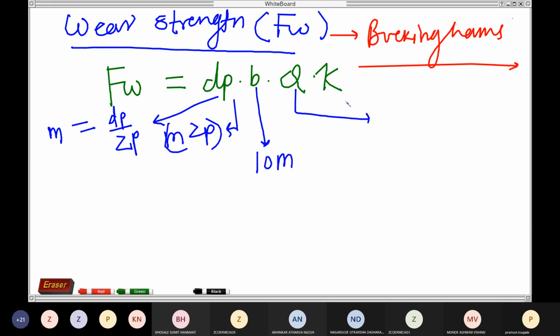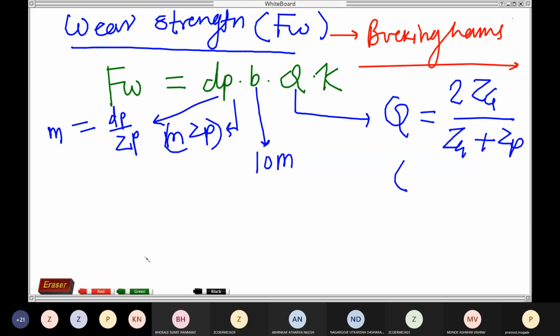Now here is the question: Q. Q is called the ratio factor. What kind of ratio? The ratio at the time of meshing. In a gear tooth profile, pinion and gear are meshed with an external mesh, where teeth are outside and mesh externally. When teeth are meshed externally, the ratio factor is always twice ZG, the number of teeth on the gear, divided by ZG plus ZP.